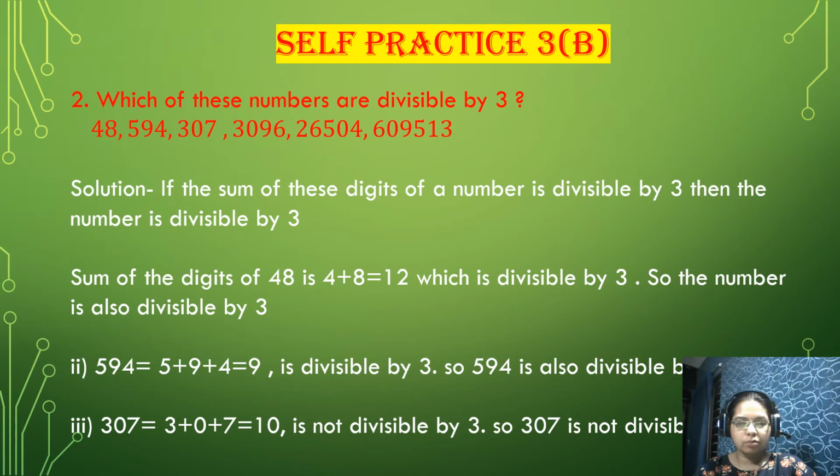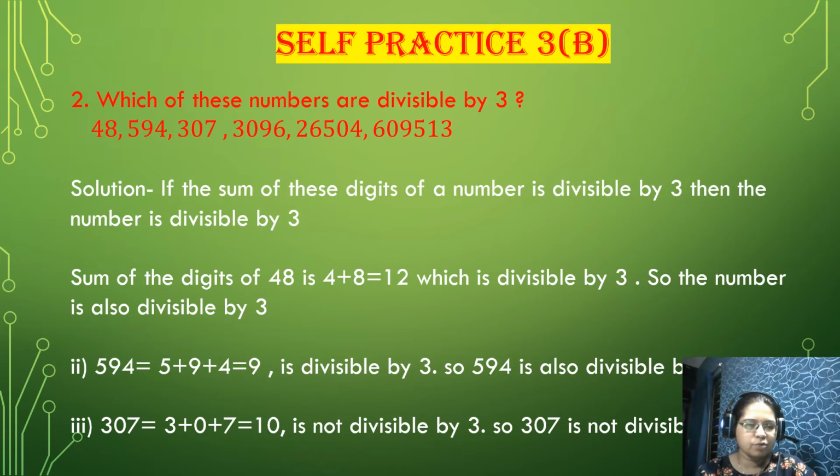Now we will solve question number 2. Question number 2 is: which of these numbers are divisible by 3? The numbers given are 48, 594, 307, 3096, 26,504 and 6,09,513. We know a number is divisible by 3 if its digit sum, that is the sum of the digits of that number, is divisible by 3.